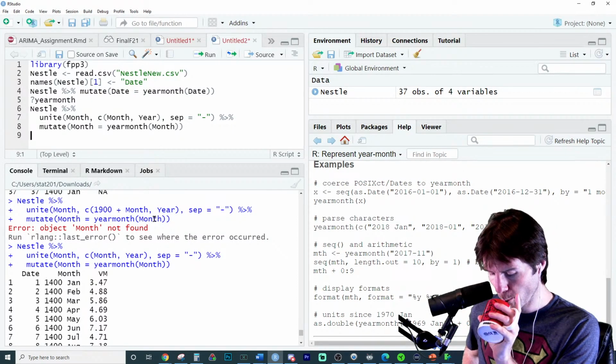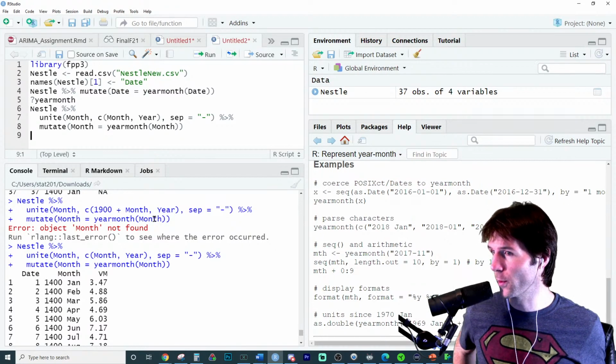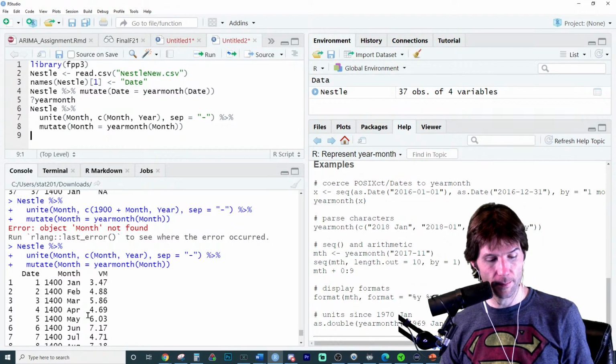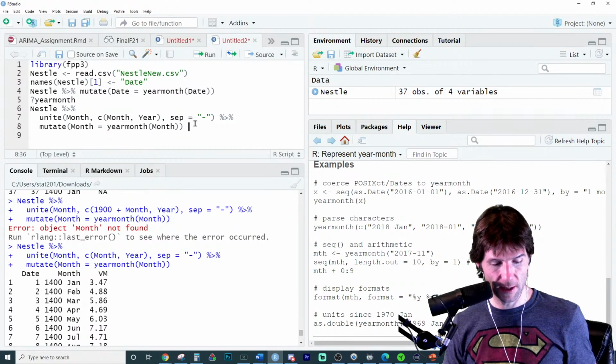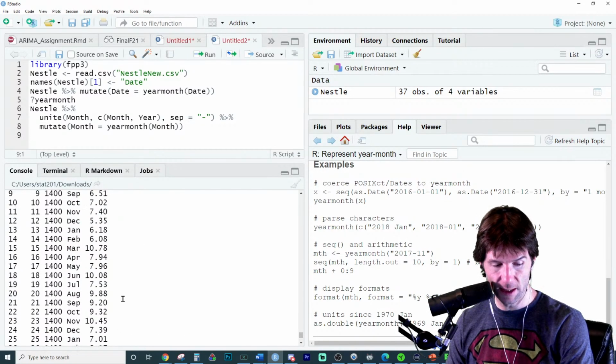So we had that growing pain right there. Right now I have the issue that it's got the wrong date and it's got duplicate dates.